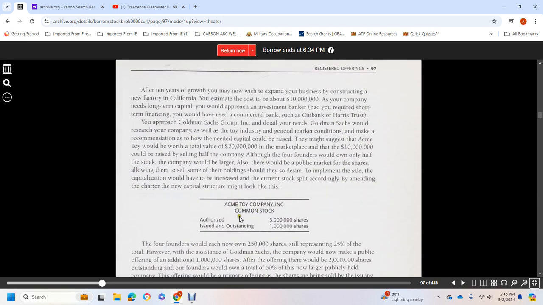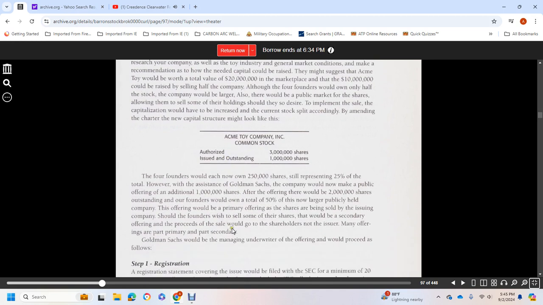Acme Toy Company common stock: authorized 3 million shares, issued and outstanding 1 million. The 4 founders, who each now own 250,000 shares, still represent 25% of the total. However, with the assistance of Goldman Sachs, the company would now go public, offering an additional 1 million shares. After the offering there would be 2 million shares outstanding, and our founders would own a total of 50% of this new, larger publicly held company.